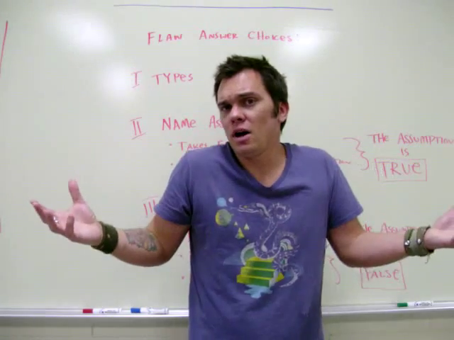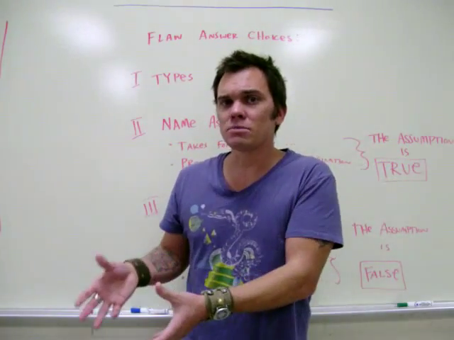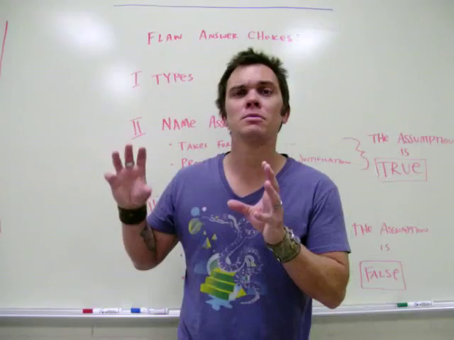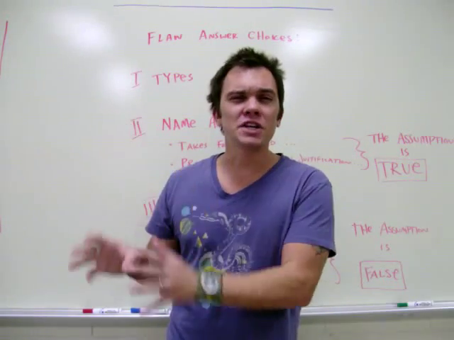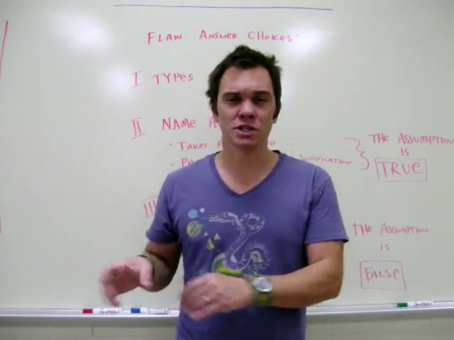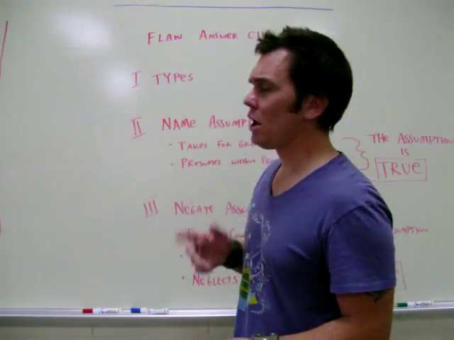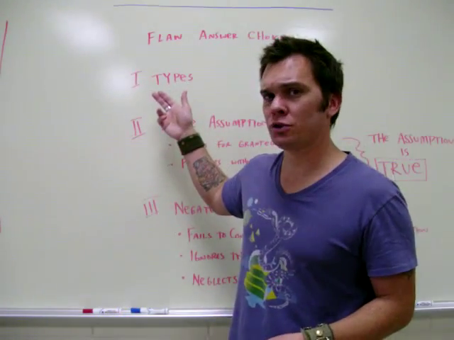And that's it. That's flaw. The flaw is the assumption. Everything else we do is going to be moving towards a more efficient identification of that assumption. So let's talk about answer choices in flaw questions. There are three kinds of answer choices to flaw questions.